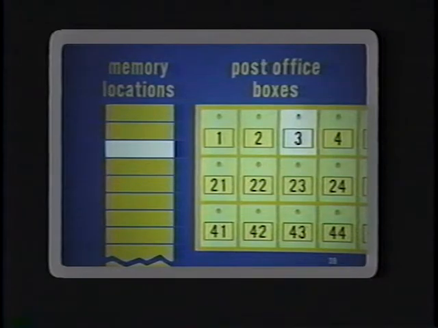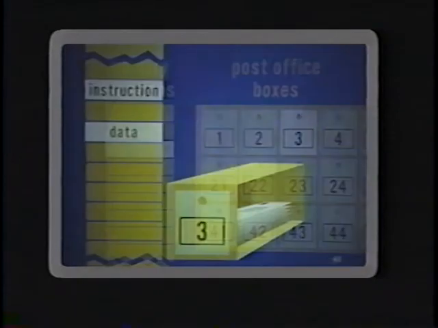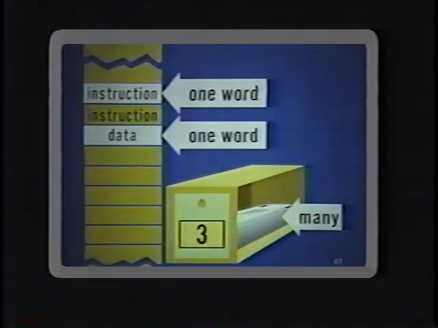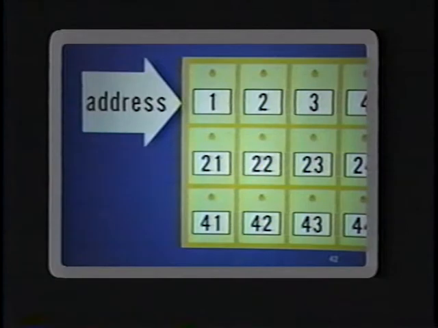These memory locations are used in much the same way as a series of post office boxes. Just as a post office box stores mail, so too each memory location stores information to be used by the CPU. However, there is one important difference. A post office box may hold many pieces of mail. On the other hand, a memory location can hold only one instruction word or one data word. A different number, or address, is assigned to each of the post office boxes.